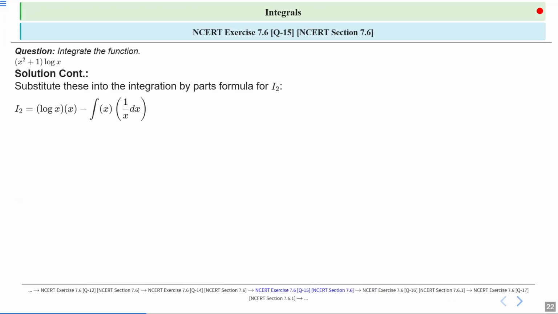Substitute these values into the formula, we get I2 is equal to log x into x minus integration of x into 1 by x dx. So I2 is equal to x log x minus integration of 1 dx, and integration of 1 is x. Then we add the constant of integration. So when we combine I1 and I2, we get the value of I, the original integral.